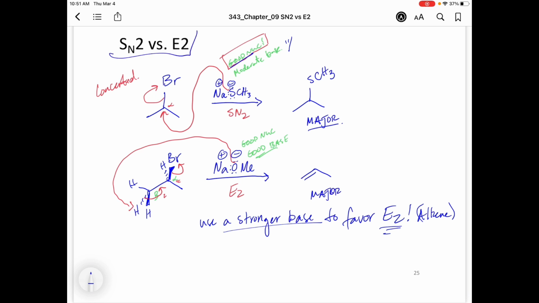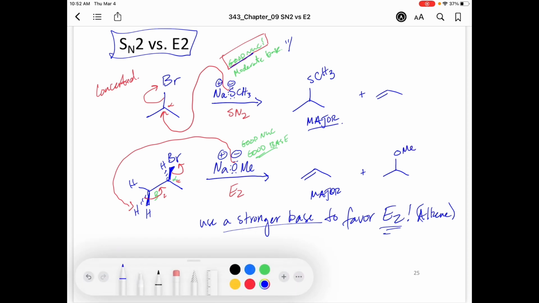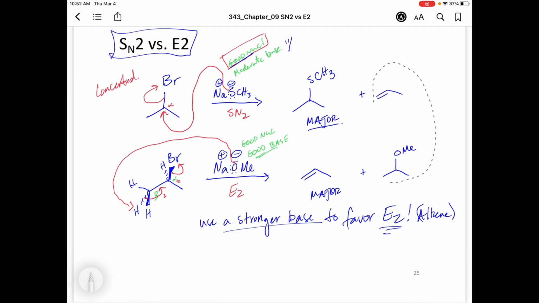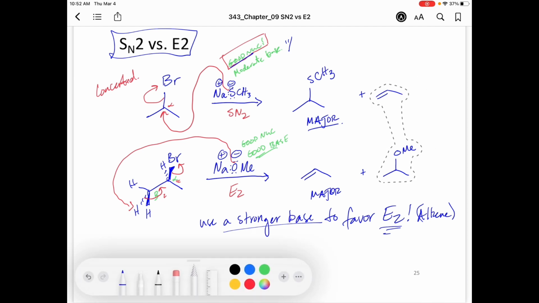Now, we're talking about SN2 versus E2. So I should note that you do still get some elimination for these, okay? And in this reaction, you definitely get some products from an SN2 reaction, all right? But these are minor. Let's draw them in a different color. These are minor.